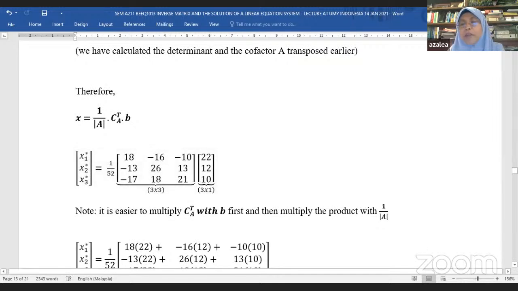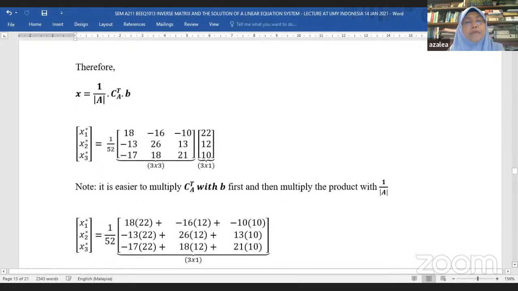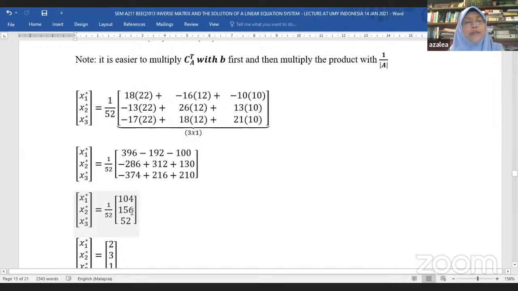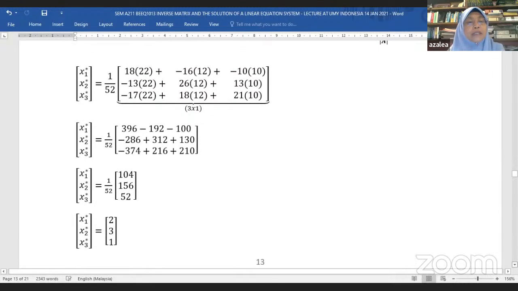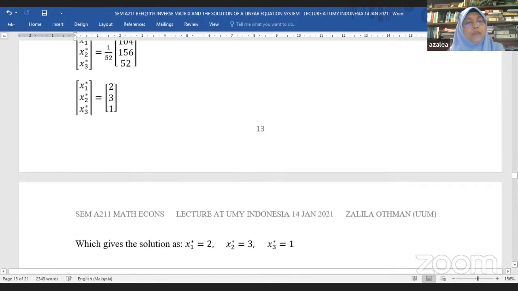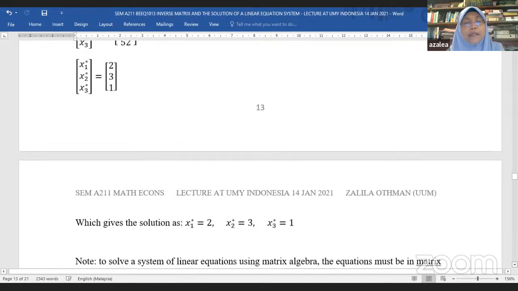Okay, and then multiplying cofactor A transpose with the vector of constants, we will get the sum, which is equal to 104, 156, and 52. Finally, we can multiply each sum with the number outside, which is 1 over 52. So 1 over 52 times 104 we get 2. 1 over 52 times 156, we get 3. And 1 over 52 times 52, we get 1. So the equilibrium quantities will be 2 for x1, x2 equals 3, and x3 equals 1. So that will be the solutions that we wanted to find out earlier.